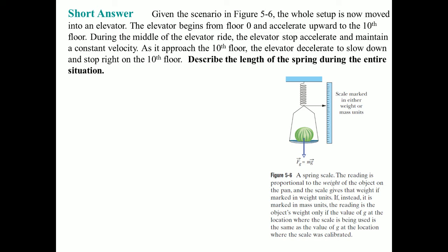So put this whole system, like this whole scale, on an elevator. And the elevator begins at the 0th floor. Here's the building, and you begin at the 0th floor. At the 0th floor, you accelerate it upwards. Then in the middle, you have constant velocity. And when you go to the top, the 10th floor, you begin to slow down, right? Because you have to stop.